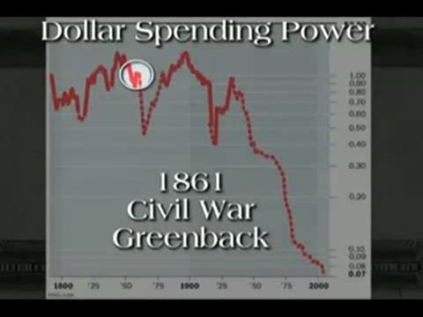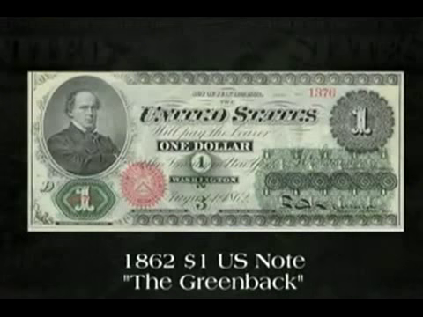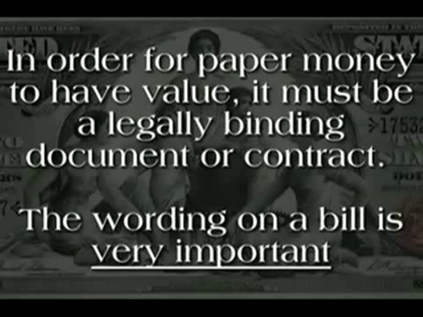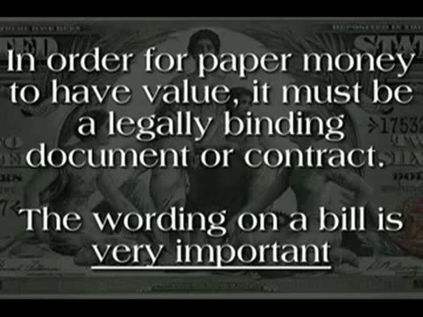In 1861, Abraham Lincoln decided to print paper money to finance the Civil War. The Treasury reeled in coins and replaced them with the greenback. These were denominated not only in dollars, but even in cents. Virtually all of the money in America was paper. Now, in order for paper money to have value, it needs to be a legal document, so the wording on a bill is very important.